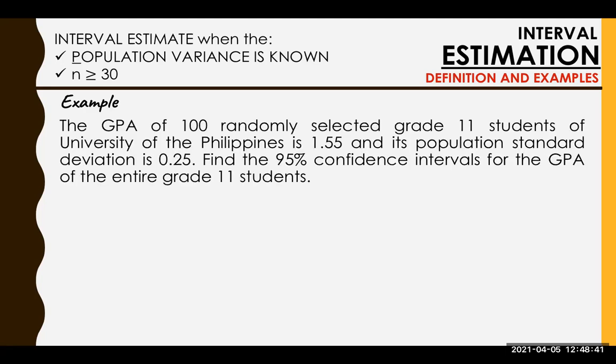So for example, the GPA of 100 randomly selected grade 11 students of University of the Philippines is 1.55 and its population standard deviation is 0.25. You are tasked to find the 95% confidence interval for the GPA of the entire grade 11 students.